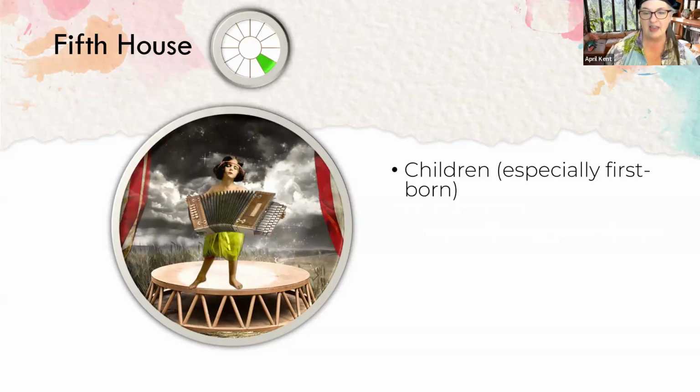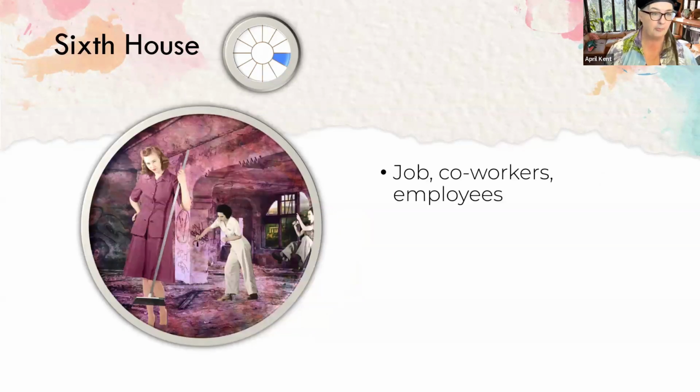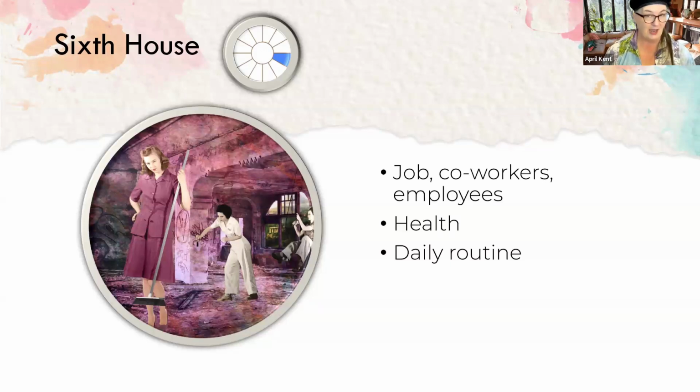The fifth house is a house of children, and in particular, the firstborn child. Lovers, people we date, romantic partners, creative hobbies, self-expression, and games and fun and recreation. The sixth house is connected with your job, your coworkers, and your employees. It's a house of health, and in particular about the way our routines influence our health and well-being, because it's also the house of daily routine. And it's a house of pets.